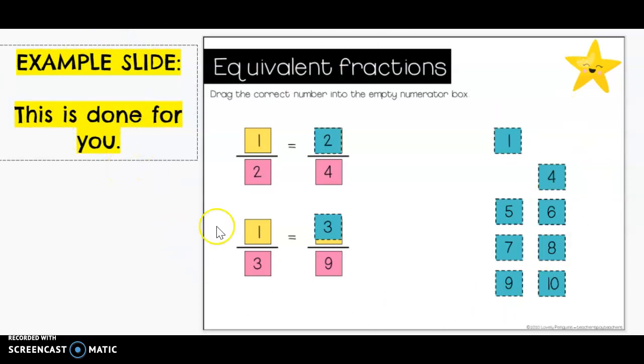This first slide here, it's slide number 3, it's an example slide. It's already done for you. In this case, you had missing numerator boxes, and these two numbers were part of the set over here, and you had to figure out what the rule was. So in this case, both of your denominators were there, and whatever you had to multiply the denominator by, you would use that same rule for the numerator. In this case, I know 2 times 2 is 4, and 1 times 2 is 2. And that's why I dragged the 2 over. So 1/2 is equal or equivalent to 2/4.